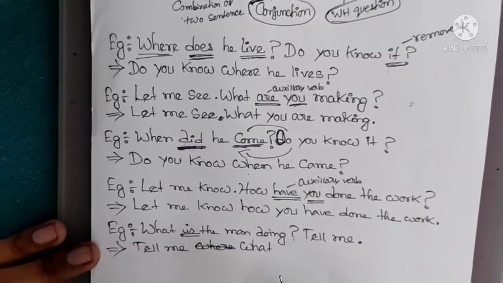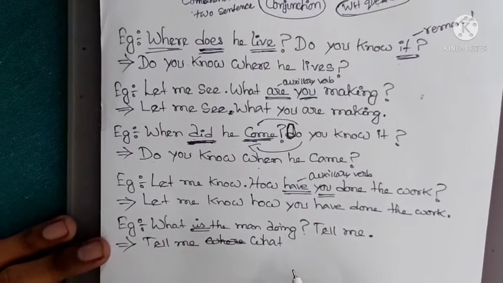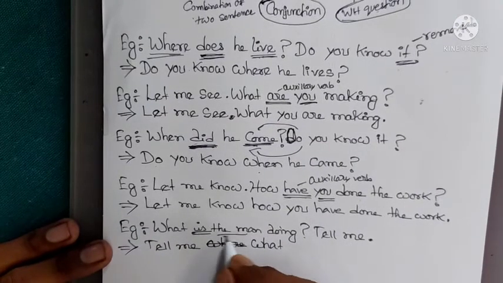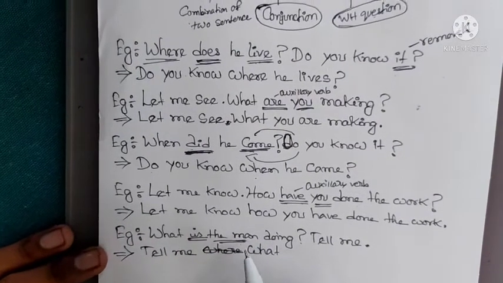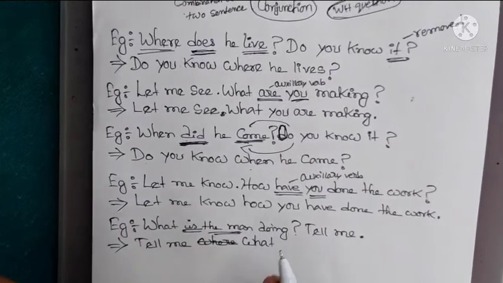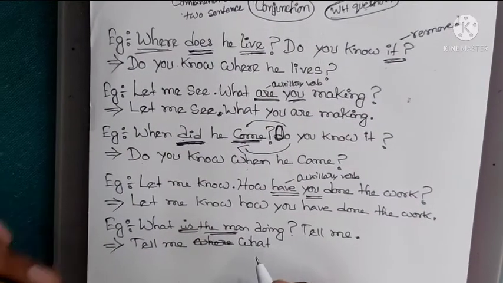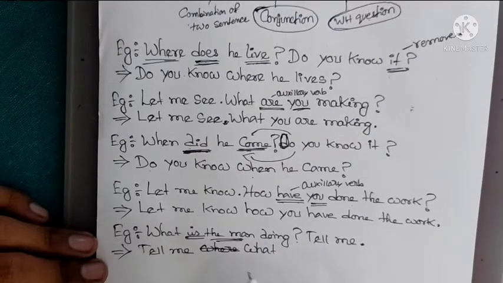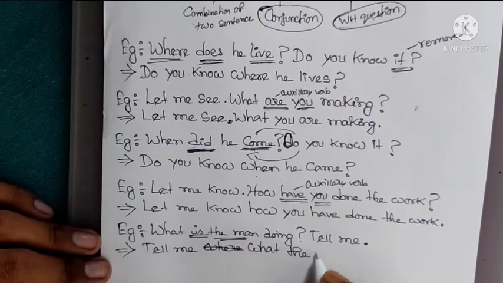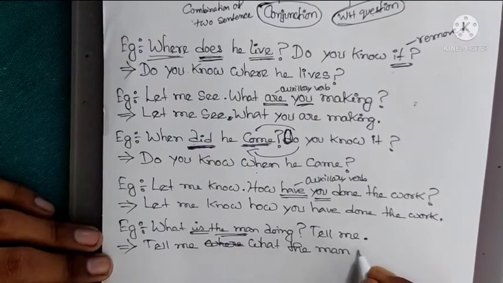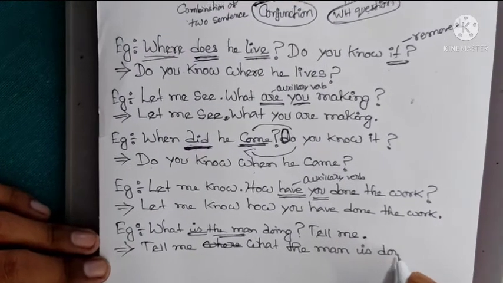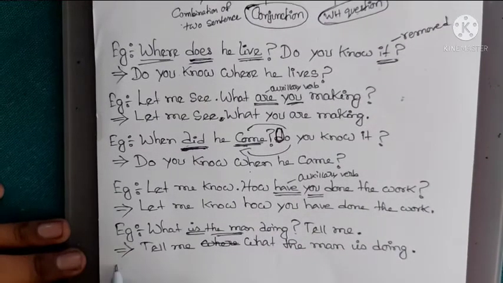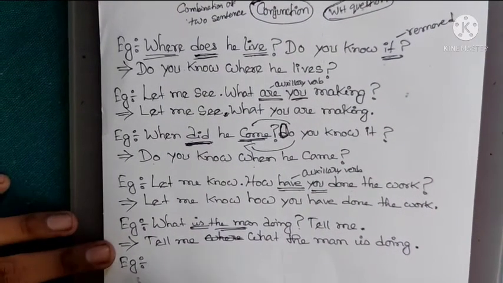So we have to write, tell me what. The man is the subject here, so we have to write the subject first, then the auxiliary verb. So we have to write the auxiliary verb after the subject. So we have to write, tell me what the man is doing. So this will be the right answer. Let's see another example.